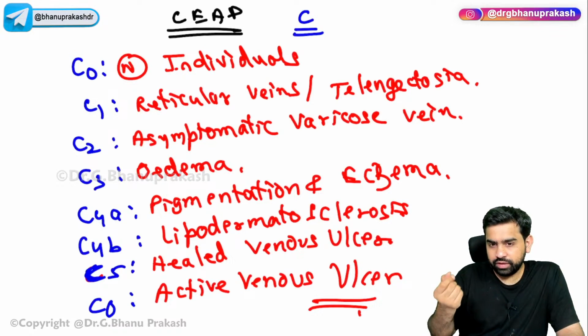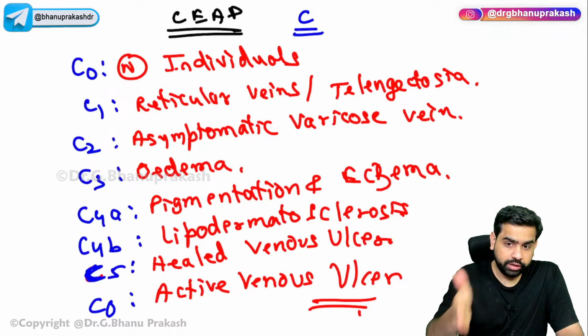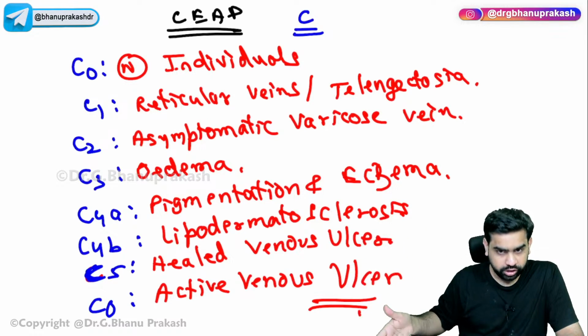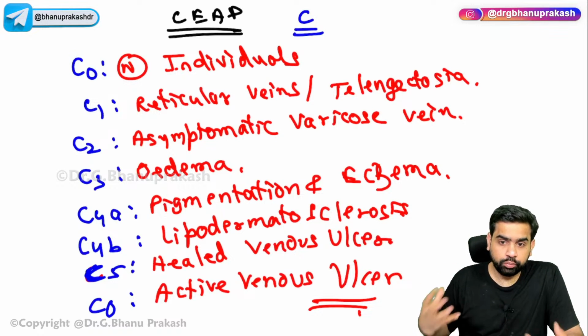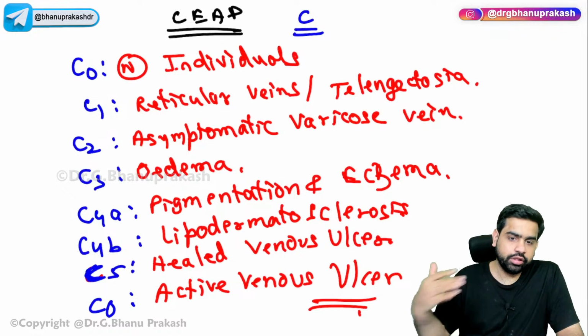Now the skin has become very thinned out, and even at this point, if effective treatment is not given to these patients, they will land up with an ulcer, and an active ulcer is always more dangerous than a healed ulcer. So that is why the active ulcer is C6 and the healed ulcer is C5.